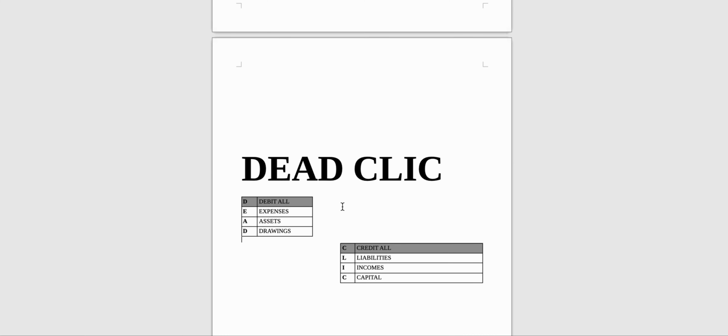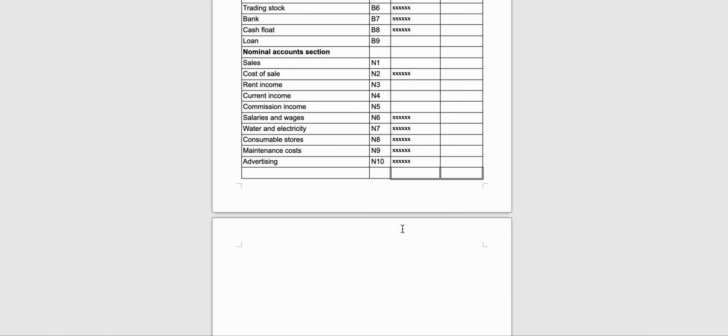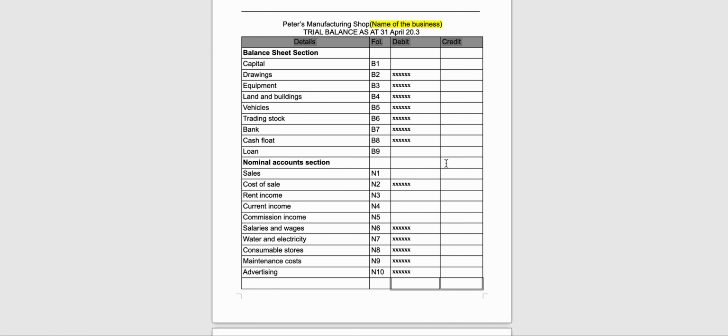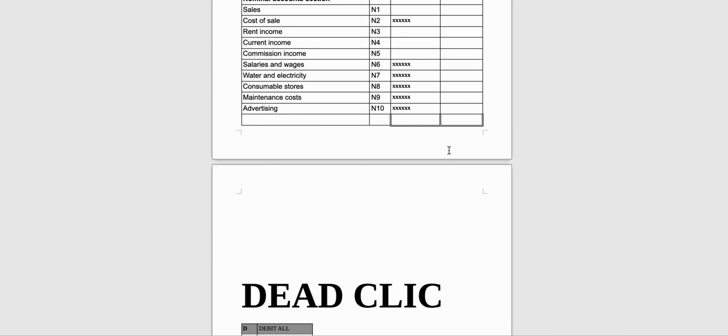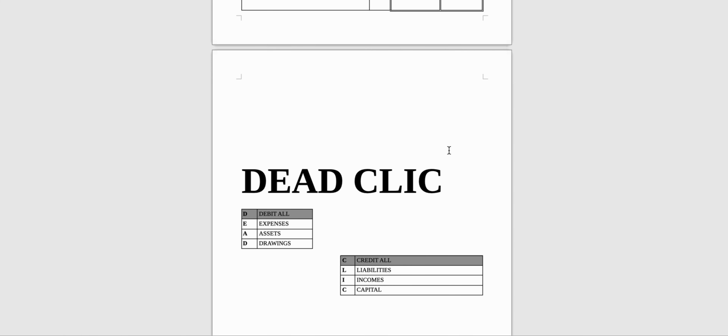Okay, so we are moving on to credit, meaning that all these three accounts, we are going to put their amount on the credit side. So we start first with liabilities. What liability accounts do we have here? We have loan, right? So meaning that our loan amount will be credited. It goes to the credit side. We are done with liabilities because loan is the only liability we have in our trial balance.